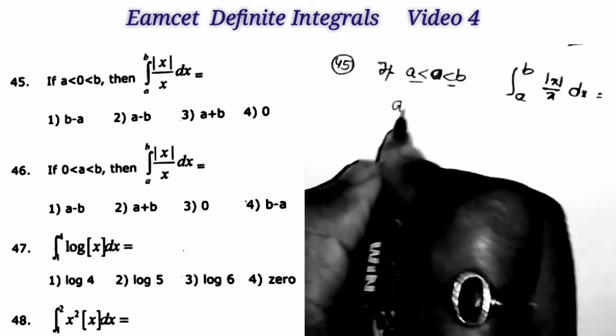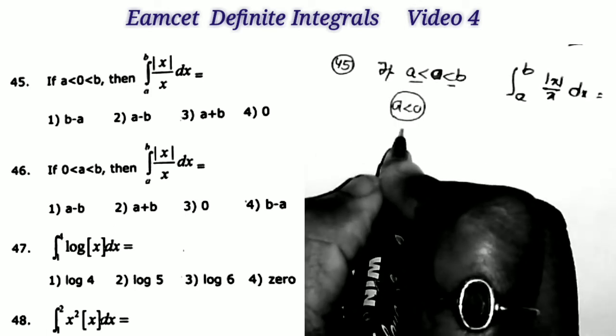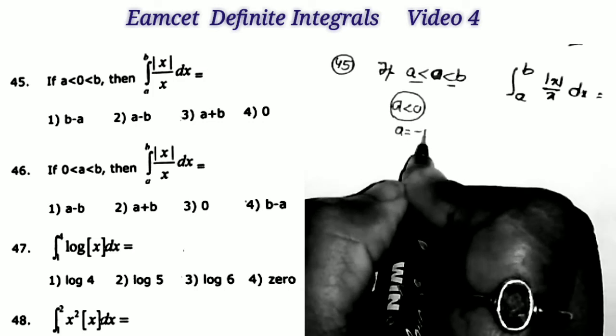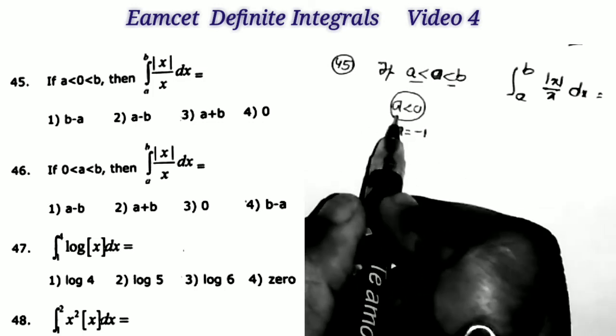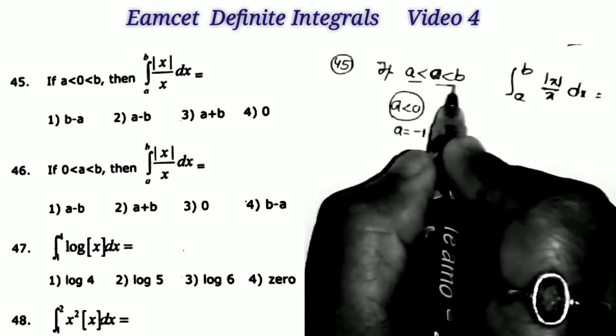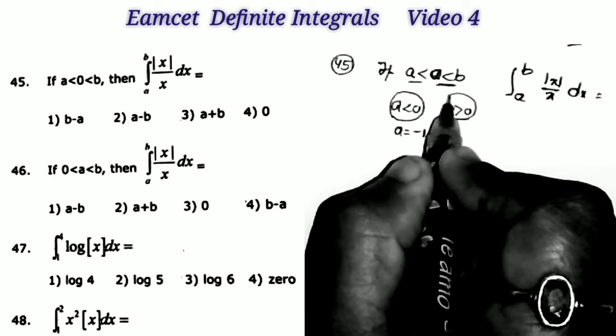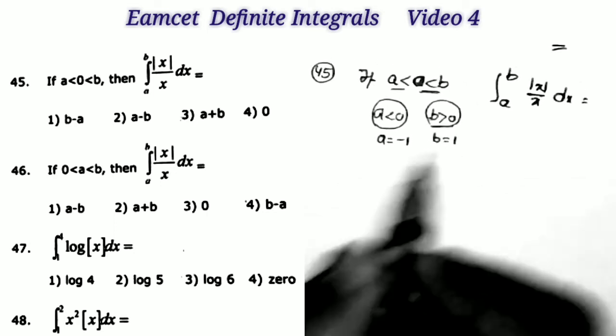What is the first condition? a < 0. a < 0 means this is a negative value, so I take a equal to minus 1. And what is the second condition? b > 0. b > 0 means a positive value, so I take b equal to 1.